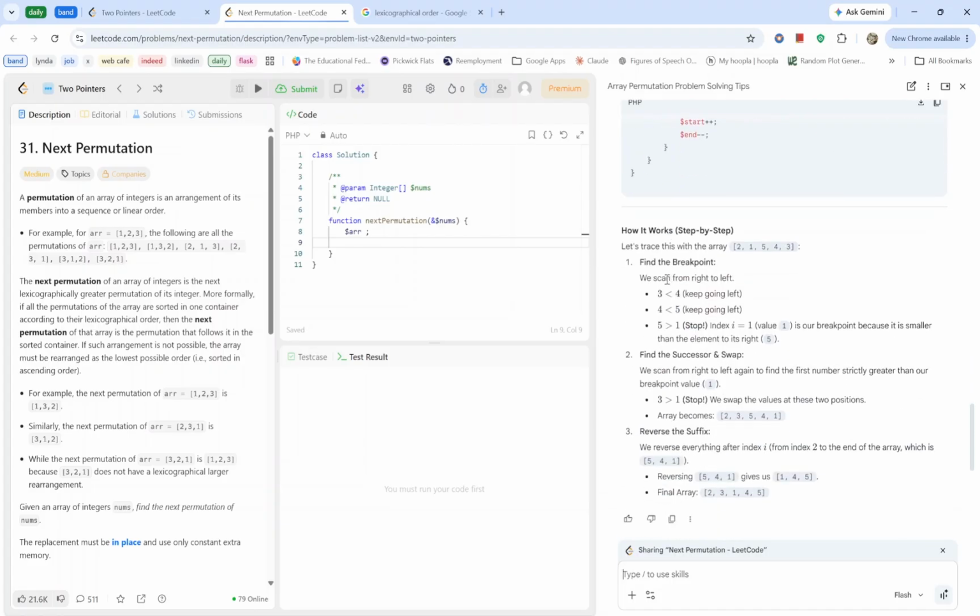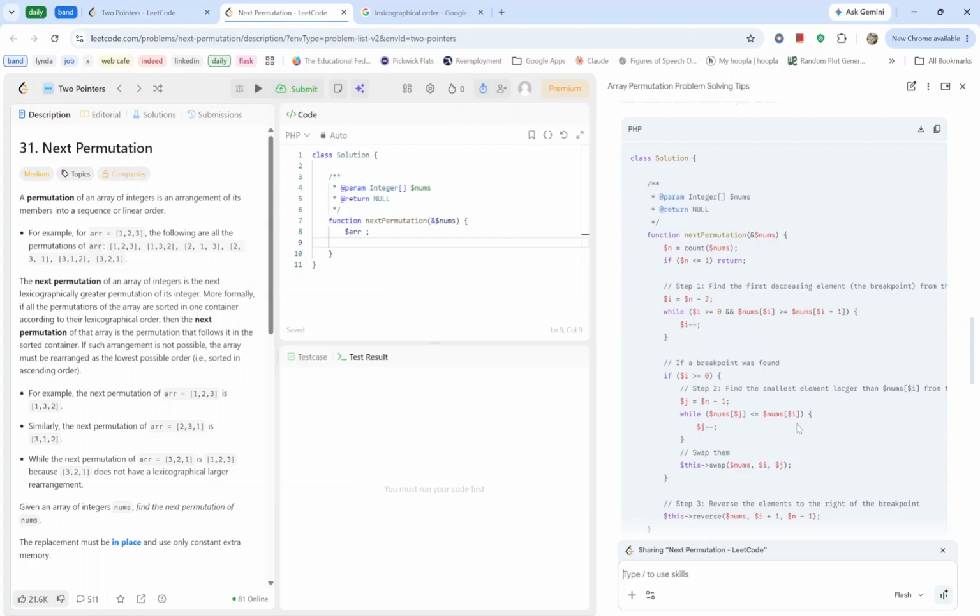So let's trace this with the array. I didn't even read this part. How it works. Find the breakpoint. Scan from right to left. Is 3 less than 4? Keep going left. Is 4 less than 5? Keep going left. Is 5 greater than 1? Stop. Index I is 1. Value 1 is our breakpoint because it's smaller than the element to its right.